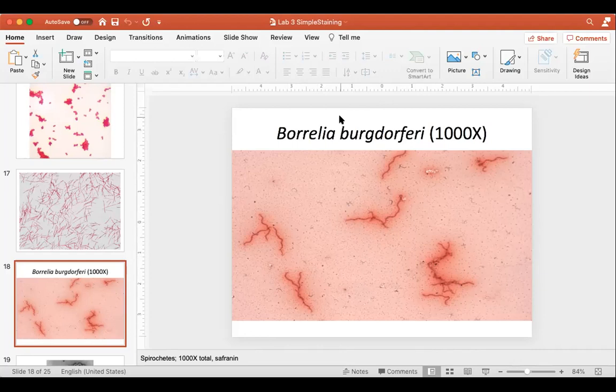Borrelia burgdorferi is the bacterium that causes Lyme disease. So this is a pathogen. This is a bacterium that causes us a lot of trouble.